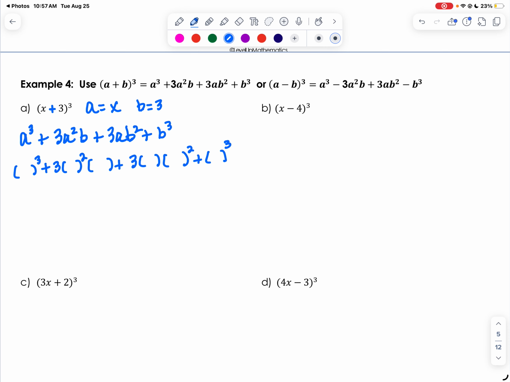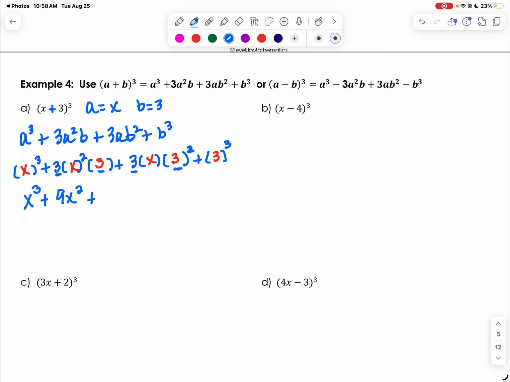Okay, so I'm going to plug in an x here, here, and here, and I'll plug in the 3 here, here, and here, and then we'll evaluate. All right, so x to the third power is x cubed. Now, be careful on the next term. You want to multiply this 3 times this 3, which will give you 9x squared.